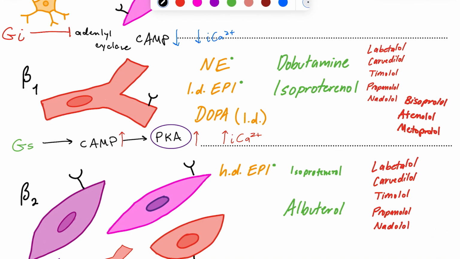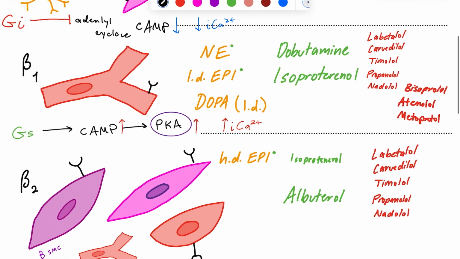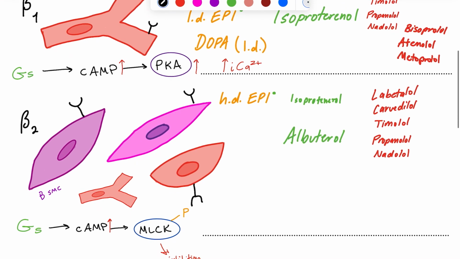Moving down, norepinephrine again and low-dose epinephrine are going to be agonists of beta-1 receptors, and so because they are sympathetic mimetics, they're going to cause an increase in heart contractility as well as an increase in heart rate, as well as low-dose dopamine. And then high-dose epinephrine, paradoxically, is going to cause bronchodilation due to its binding to beta-2 receptors.